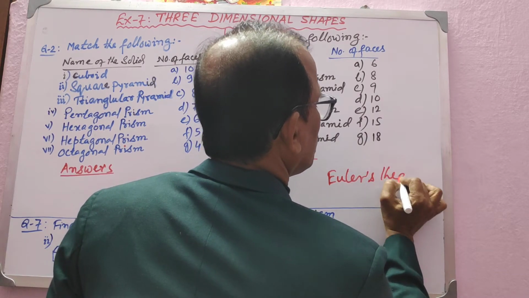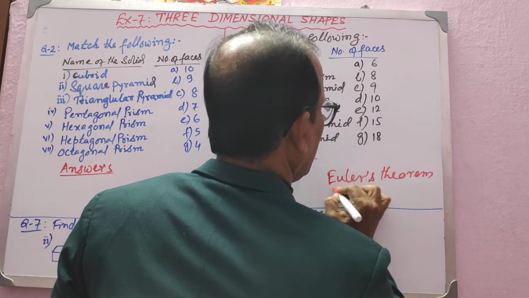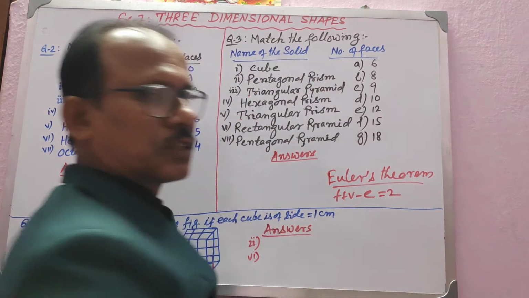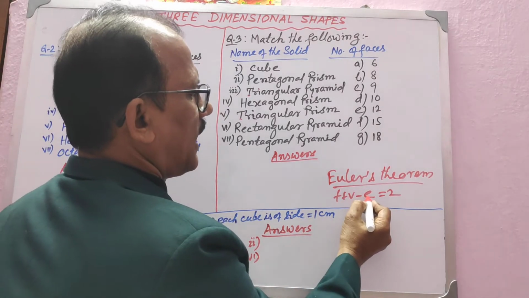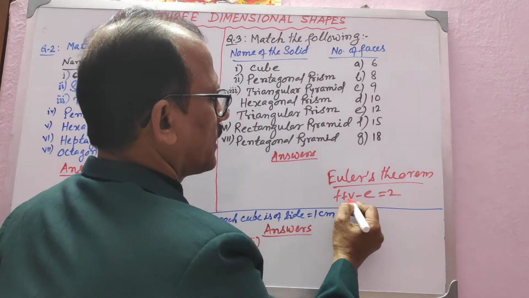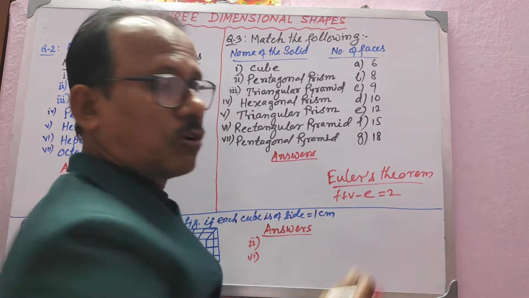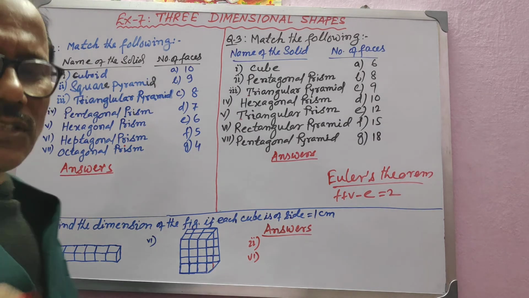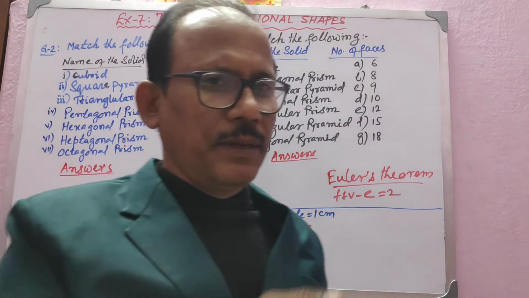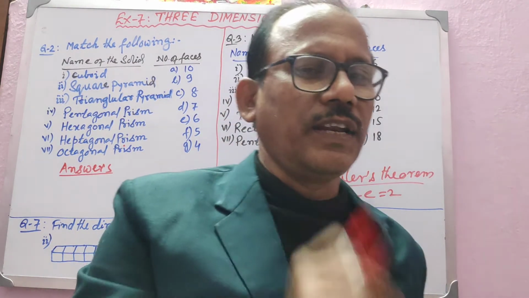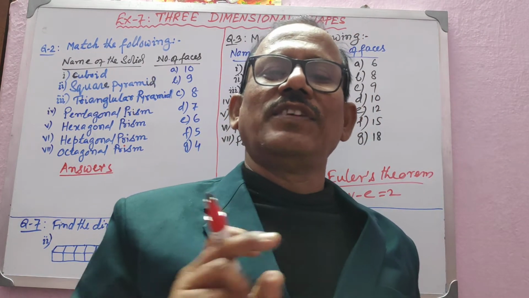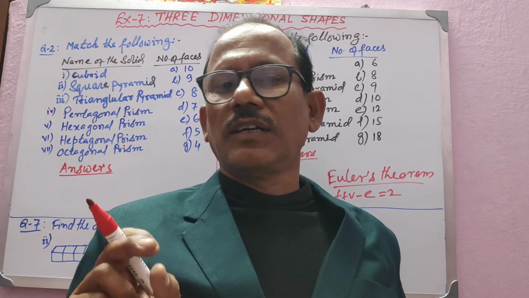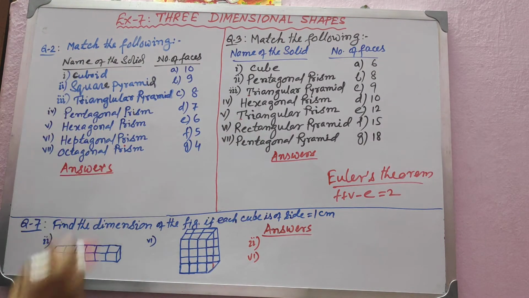Euler's theorem, you will be learning in class 8. F plus V minus E is always 2 for a solid. Face, vertex and edge: if you add faces and vertices and subtract edges, you will always find 2. That is Euler's theorem, so you learn that on page G57. Otherwise, if you have the concept about the pyramid and prism, you can count very nicely how many edges, faces and corners there are.